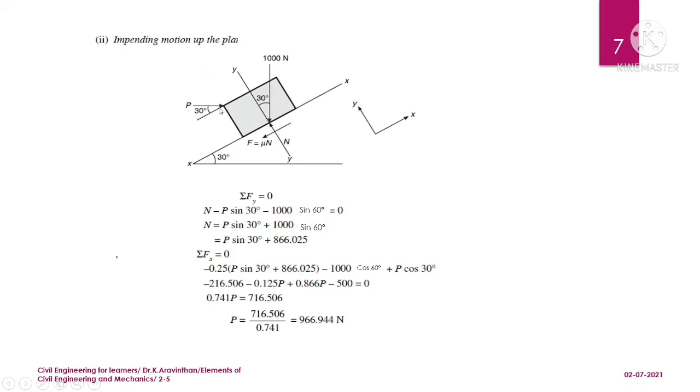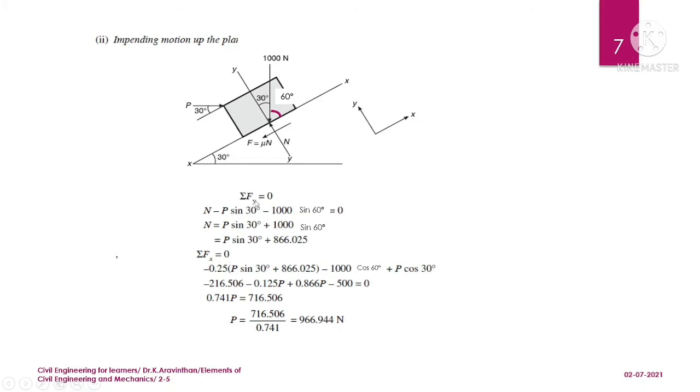What is the force required to impend the object up the plane? If you want to move it upward, you have to mark the friction on the right hand side. So you have to push in the upward direction. The force should be horizontal, and it will be at a 30-degree angle, and the rest of the angle here will be 60 degrees with the plane. Let us resolve it horizontally and vertically.